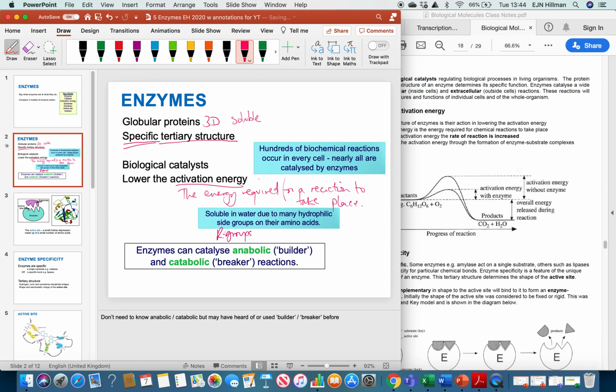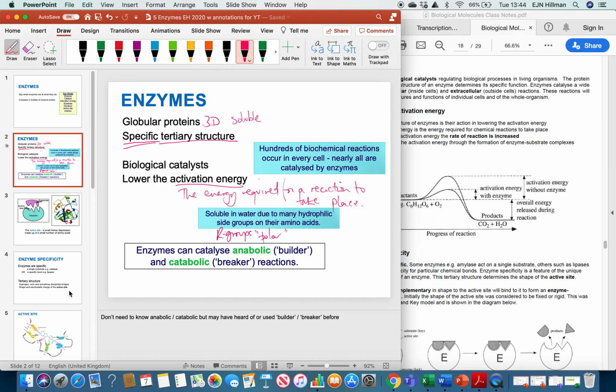So the amino acids have those R groups which are polar. Those polar R groups interact with water. We refer to them as being hydrophilic, and they face outwards. Any hydrophobic R groups tend to face inwards, fold inwards on the protein, so they would form the internal parts of the protein.